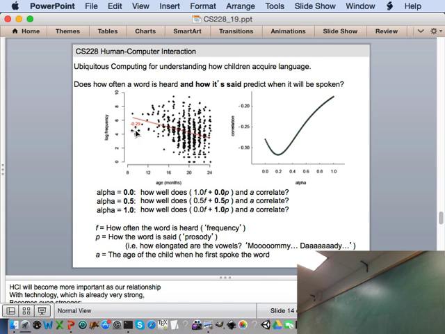Remember, each one of these dots here corresponds to hundreds of word births that are being pulled out of raw audio and video data. This is a pretty computationally expensive thing to do. Okay.